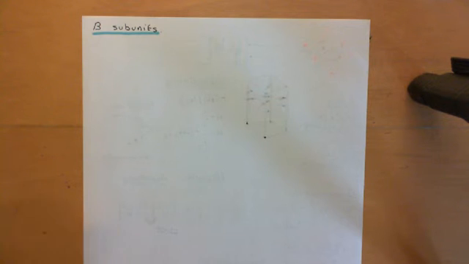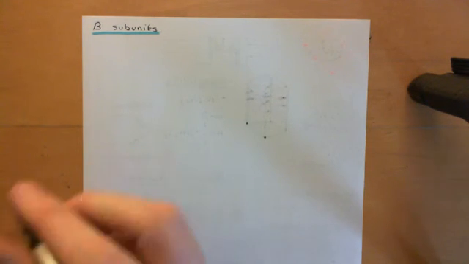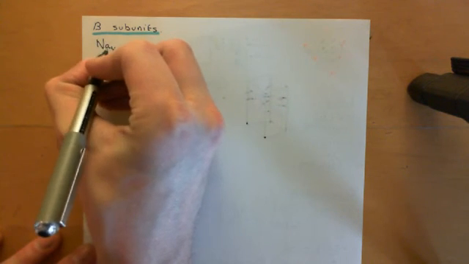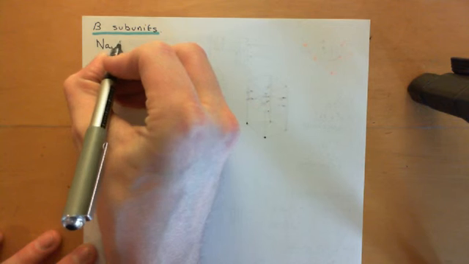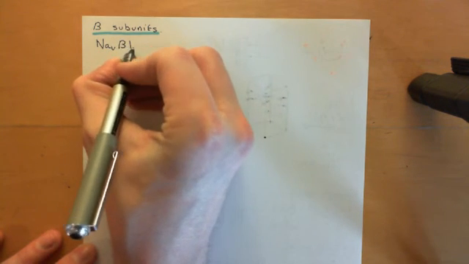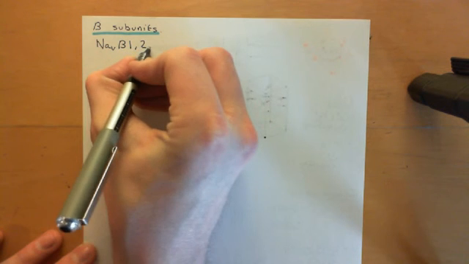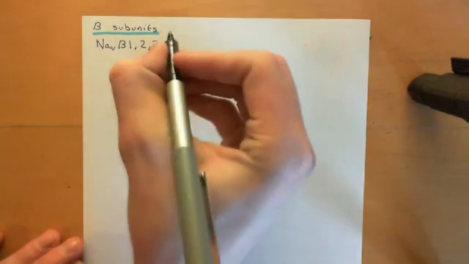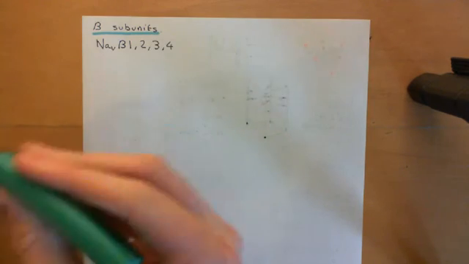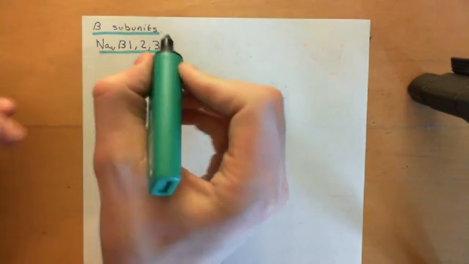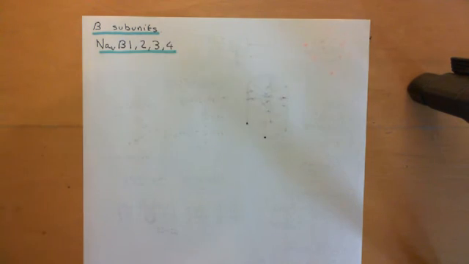Okay, so there are 4 different beta subunits of voltage-gated sodium channels. These are called the NAV, standing for voltage-gated sodium channel, and then beta for beta subunit. There's the NAV beta 1, the NAV beta 2, the NAV beta 3, and then the NAV beta 4. So those are the names of the 4 separate beta subunits of voltage-gated sodium channels.